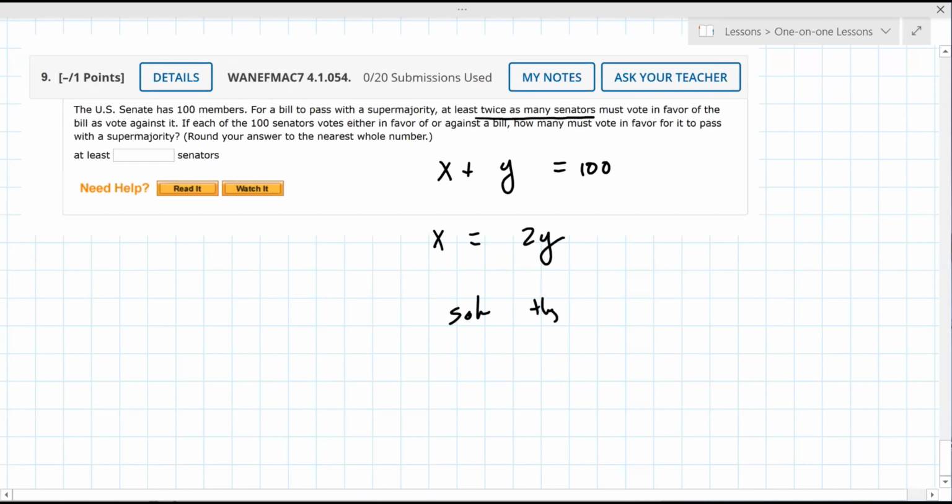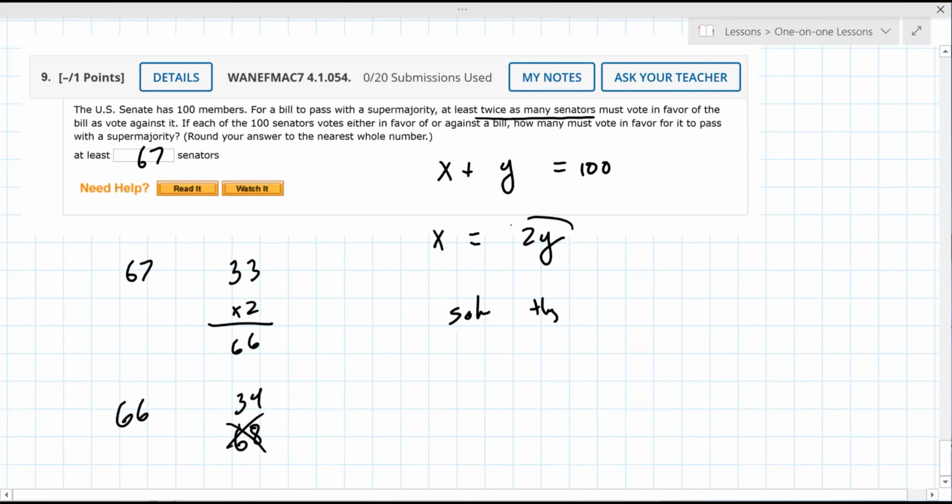But you need 67, because that means there's 33, and when you double 33, you get 66, which means you need at least one more. If you go 66, that means there's 34, and 34 doubled is 68, which is not enough. So the answer is 67.